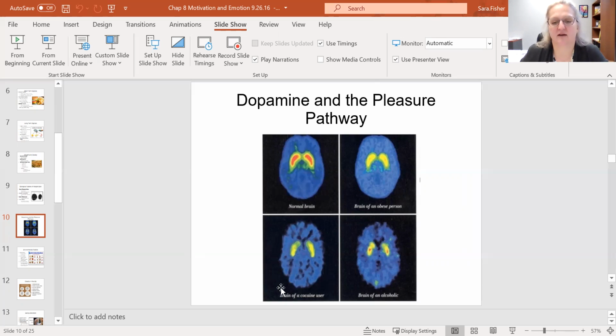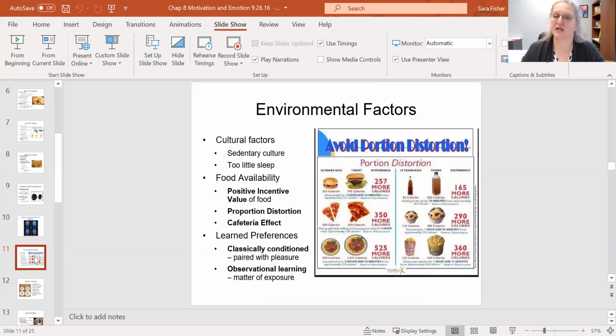Down here on the bottom is the brain activity of a cocaine user, and you'll notice there's less red in this one. Over here you have the alcoholic. They have a little bit more red, but nothing like the normal brain. And up here in the right-hand corner is the obese brain. Looking at the contrast between the dopamine activity of the normal brain and the pleasure pathway of these other brains, there is as little red in the obese brain as there is in the cocaine user. So it suggests that brains change, that obesity affects how much pleasure people get.